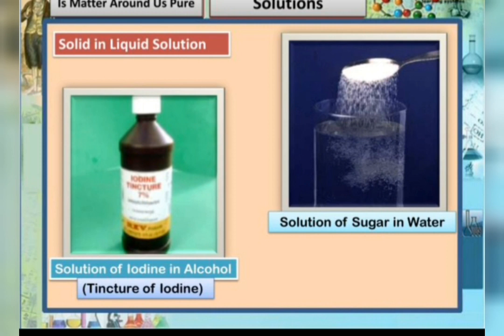In fact, solution of iodine in alcohol is also a solution of solid in a liquid, because iodine is solid and it's mixed in alcohol. Alcohol is a liquid. This solution of iodine in alcohol is called tincture of iodine. It's again a solid in a liquid type of solution, because it contains a solid iodine dissolved in a liquid alcohol.